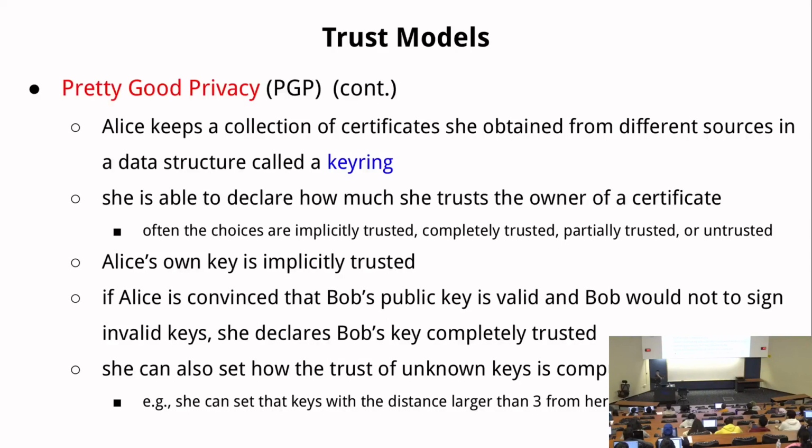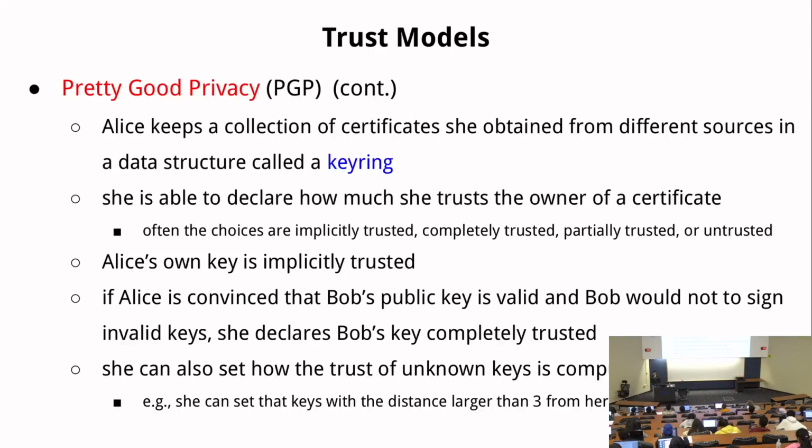So Alice will keep a collection of certificates she obtained from many different friends. This data structure is called a keyring. And this name, keyring, has been used in many places. Even the Linux kernel credentials have this keyring structure. They serve a very similar purpose.